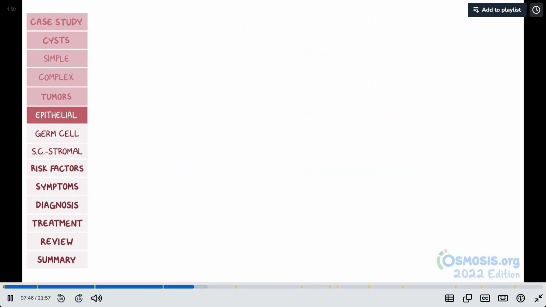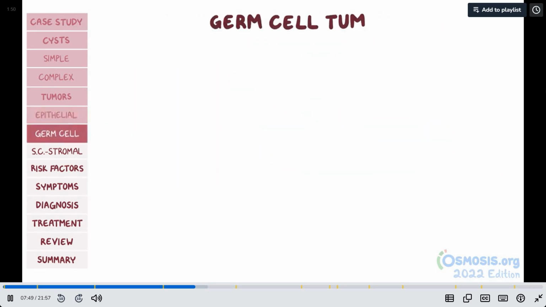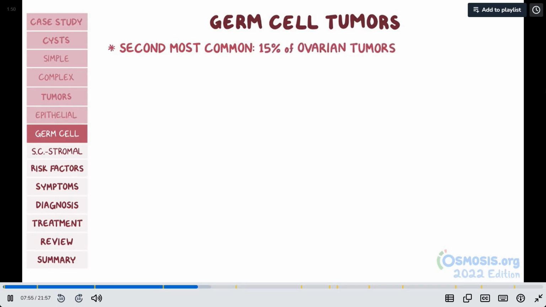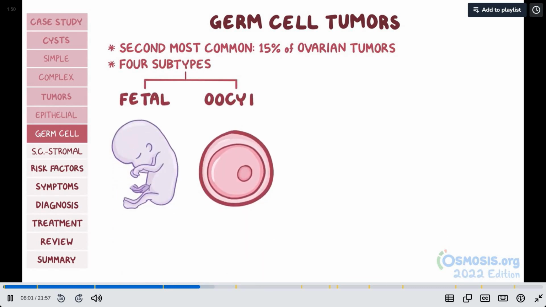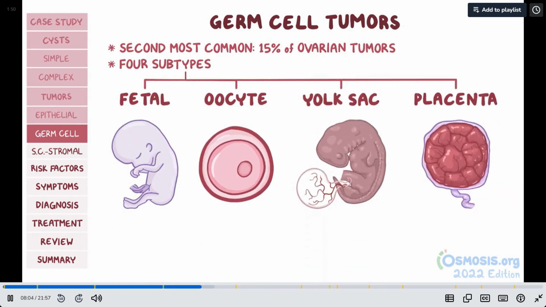Alright, now that we've looked at the epithelial tumors, let's shift gears and go over the germ cell tumors. These are the second most common type, accounting for about 15% of all ovarian tumors. They can be divided into 4 subtypes, classified by the type of tissue produced by the germ cell, which are fetal, oocyte, yolk sac, and placental tissue.